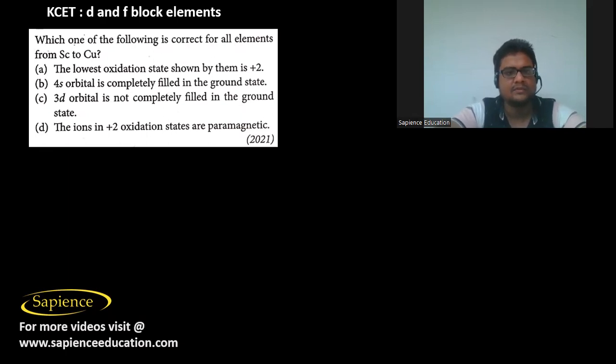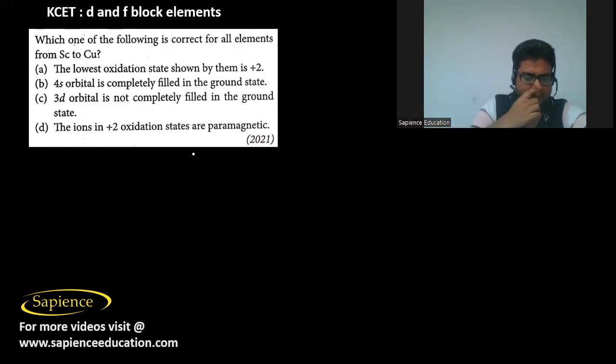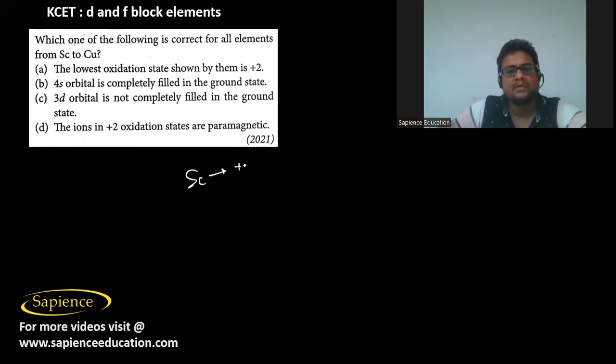Then it is told which of the following is correct for all elements from Sc to Cu. The lowest oxidation state shown by them is +2. So here Sc can show +1 oxidation state or +2 oxidation state or +3 oxidation state, and copper it can show +1 or +2 oxidation states. So it means that +1 is the least oxidation state shown by them. So option A is the wrong statement.